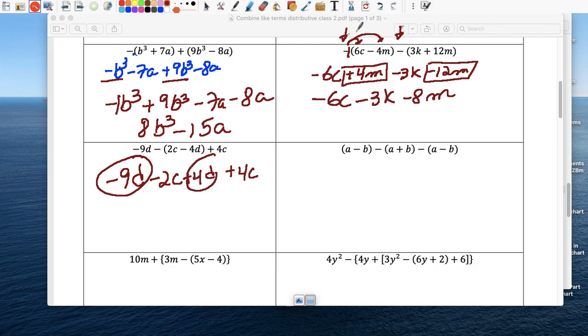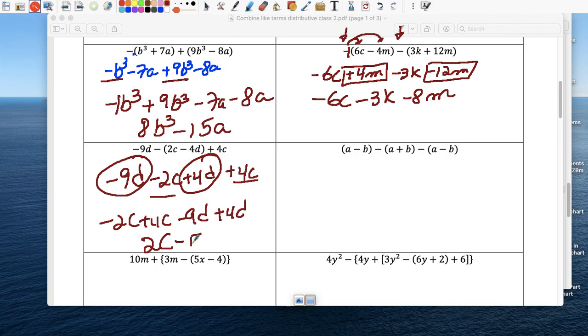Let me do it alphabetically, sorry. So I have negative 2c and 4c, and then minus 9d plus 4d. This is going to be equal to 2c, and this is going to be equal to negative 5d.